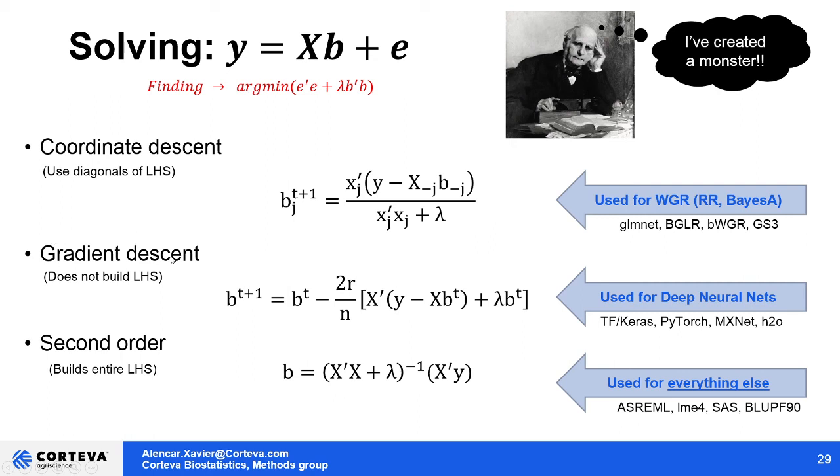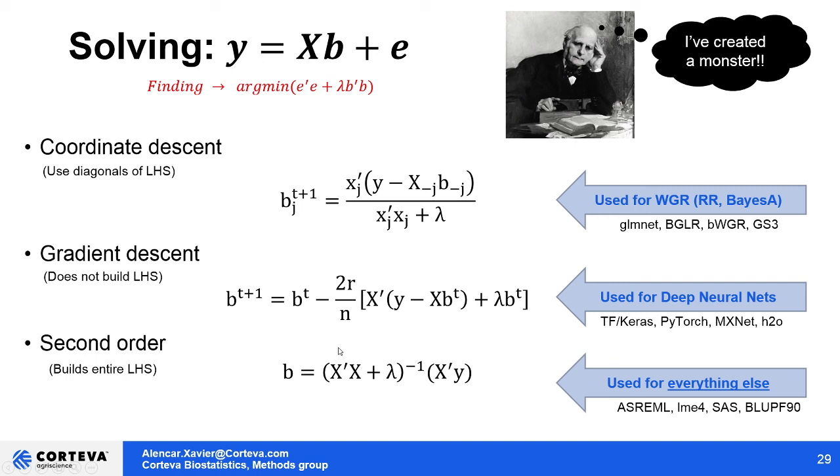Gradient descent, on the other hand, doesn't build or need the left-hand side whatsoever. You just update all coefficients at the same time. On the other hand, it can be a little challenging because the LD and multicollinearity among markers may make this task a little harder. But the idea is that you just do X prime residuals all the time, and you use that to optimize your beta on the function. That type of optimization is all based on matrix multiplication, and that's what you're going to see in your neural networks, in Keras, PyTorch, MXNet, and H2O.